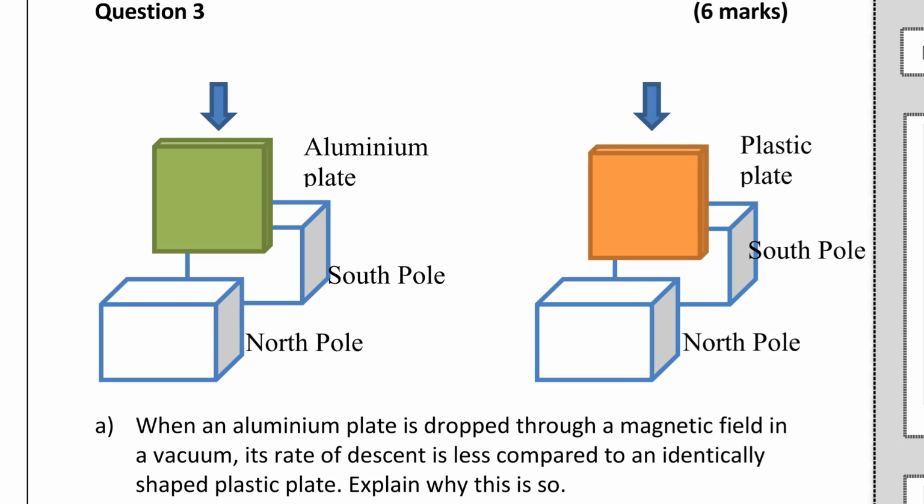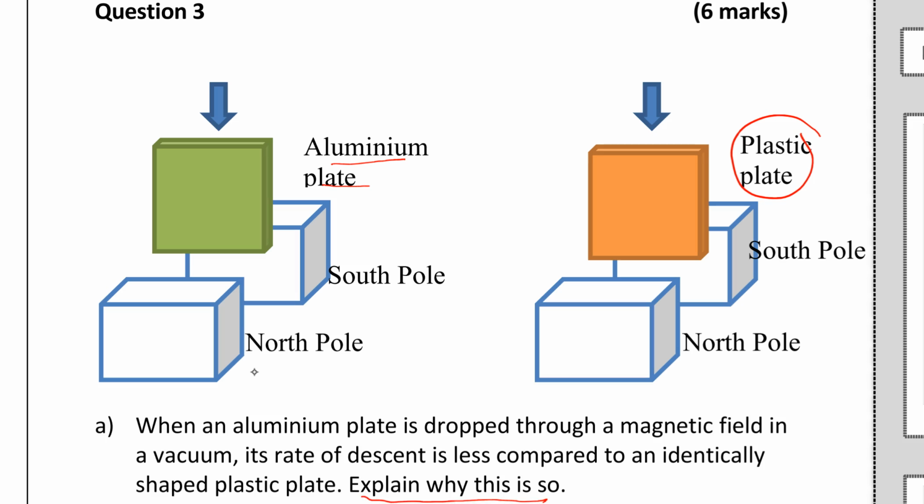Okay, for this question, there are two diagrams given. On the first diagram, an aluminum plate is dropped between the north and south poles of a magnet, whereas on the second diagram, a plastic plate is dropped between a north and south pole. The question states that the movement of the aluminum plate slows down as it moves through the magnetic field, whereas the plastic plate accelerates with gravitational acceleration. And the question asks you to explain why this is so.